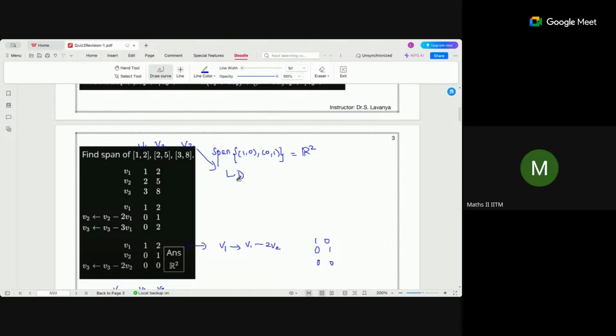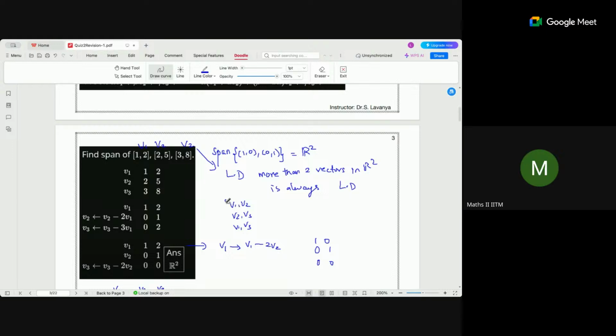Why? Because three vectors in R2 will be linearly dependent. So more than two vectors in R2 is always linearly dependent.